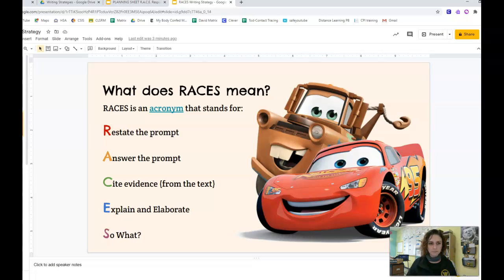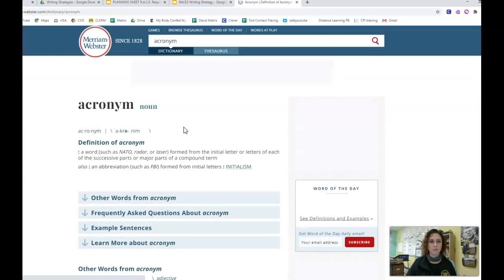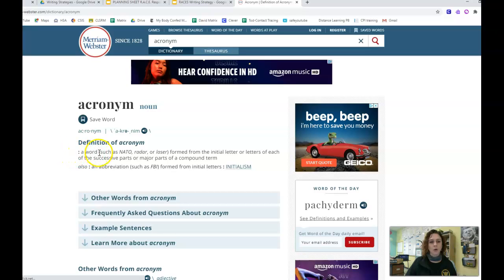So what does RACES mean? First of all, RACES is an acronym. All right, an acronym, if you go here to the link I've provided you, is a word, such as NATO, radar, or laser, formed from the initial letter or letters of each of the successive parts of a compound term. Okay, so like NASA. We think of it as a word and the name of a government agency, but it also means National Aeronautics and Space Administration, I think, okay? So like NATO, radar, those words were formed because they are shortened, abbreviated terms, all right? So that is an acronym.